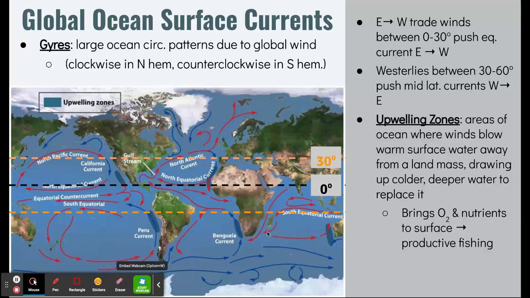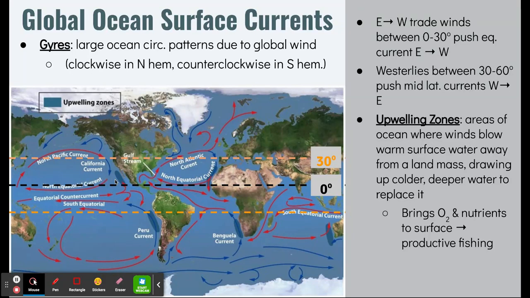And then the other important set of information that you need to know is that there's something called an upwelling zone. Upwelling zones are areas in the ocean where winds blow warm surface water away from a landmass. And what this does is it draws up the colder, deeper water to replace it. It actually brings in a lot of oxygen, so you can expect there'd be a lot of sea life in the area during that time. And there's a lot of nutrients that are brought to the surface. So this creates just a really productive fishing zone.